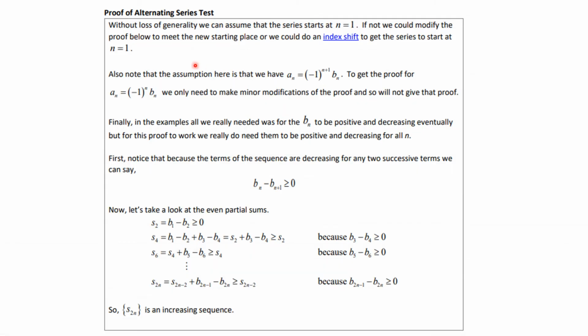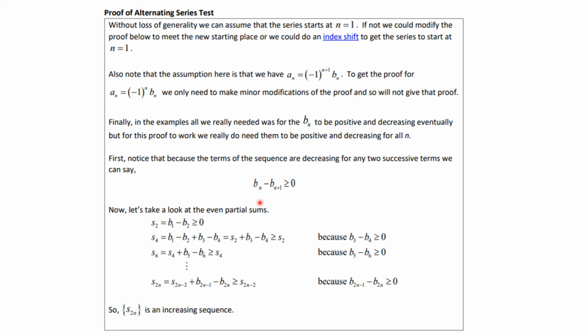Let's talk about the proof. Without loss of generality, we can assume that the series starts at n equal 1. And if not, we could modify it, so that's what without loss of generality means. And also, we have a_n equals (-1)^(n+1) b_n, because we know that this is an alternating series. Okay, so all we really needed to prove was for the b_n to be positive and eventually decreasing. For the proof, we're going to say they're positive and that they're decreasing for all n. And again, this is without loss of generality.